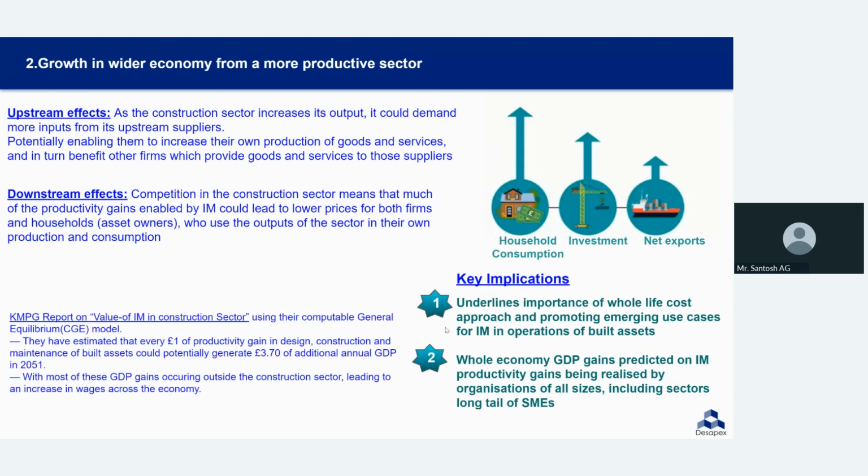The KPMG report says they have estimated that every £1 of productivity gains in the design, construction, and maintenance of the built assets could potentially generate around £3.70 of additional annual GDP in the year 2051, with most of these GDP gains occurring outside the construction sector, leading to an increase in wages across the economy.